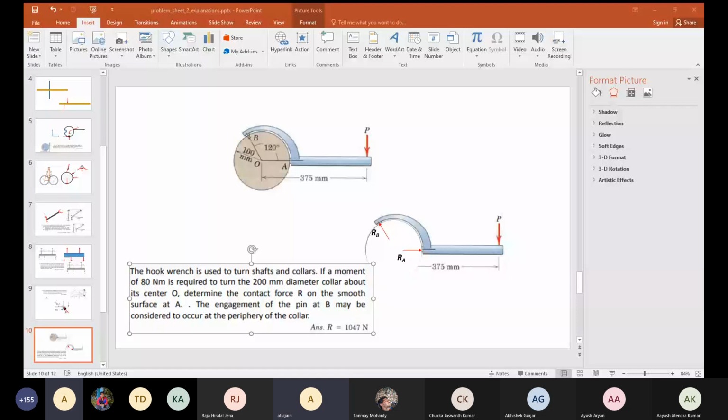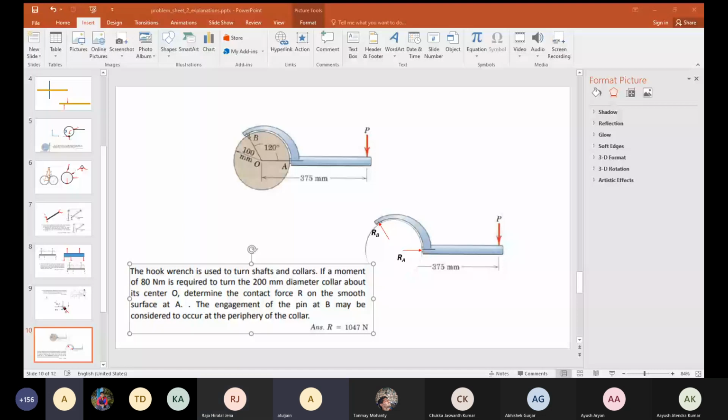Are you getting this? No, sir. Sir, I think you interchanged sine and cos. I am writing RA. Please correct if it is right or wrong. I am spelling out my equation: RA into 100 into sine 120 minus 100 into cos 60 plus 375 into P is equal to 0.